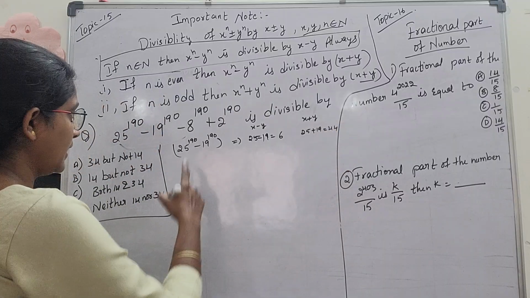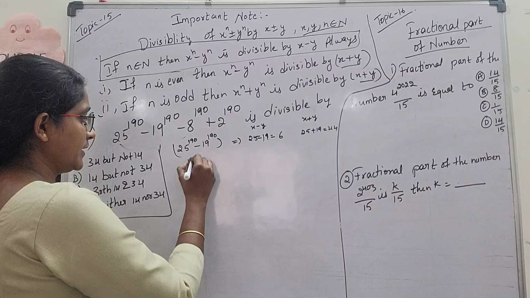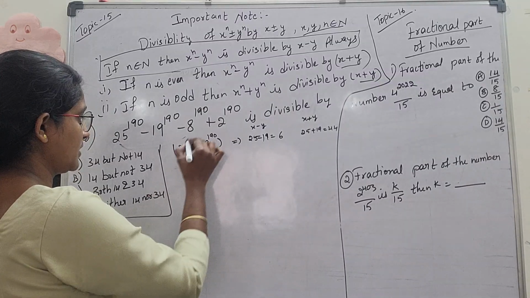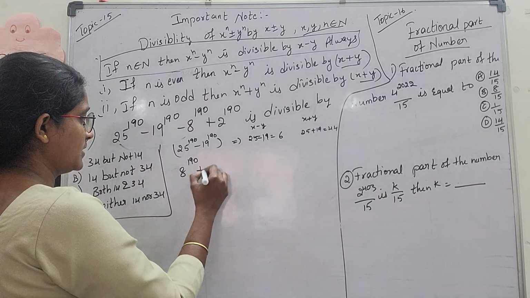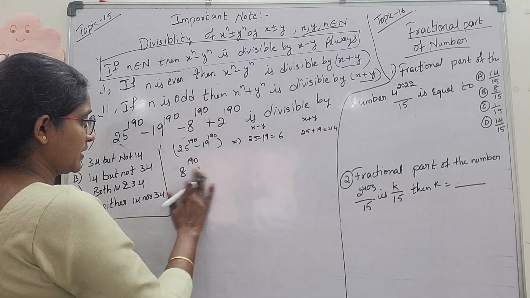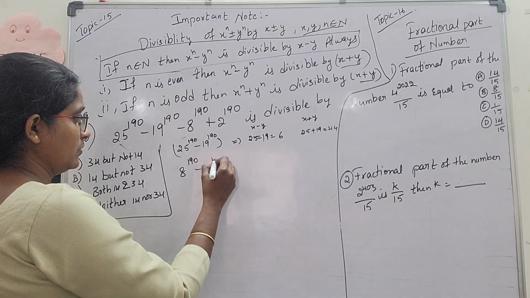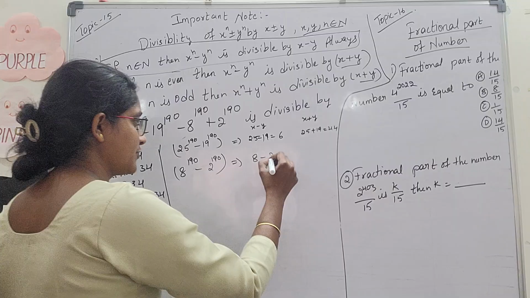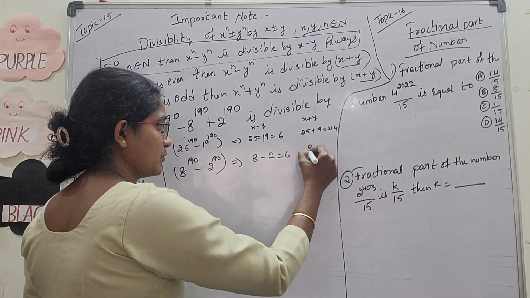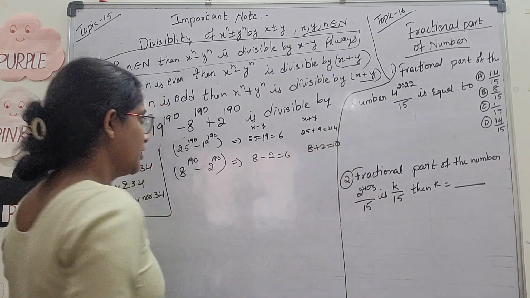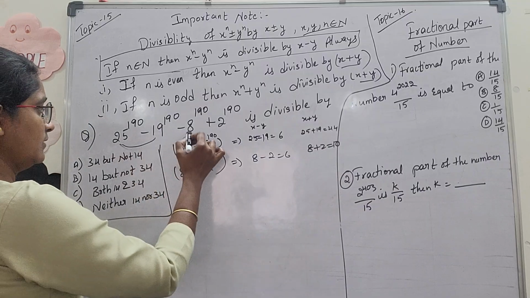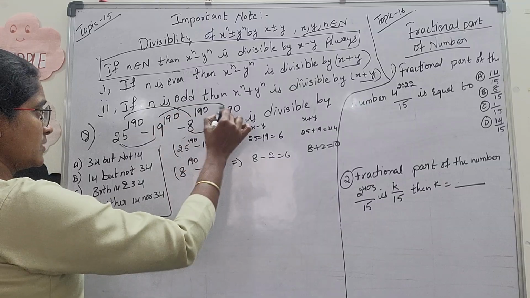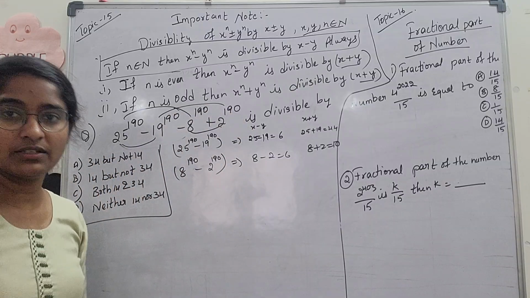So I'll take the next one, 8 power 190 minus 2 power 190. This is a minus, so if I take it, 8 minus 2 is 6 and 8 plus 2 is 10. Okay, so these both I have done. Now we'll check it with these both and these both. All the ways we are going to check it.